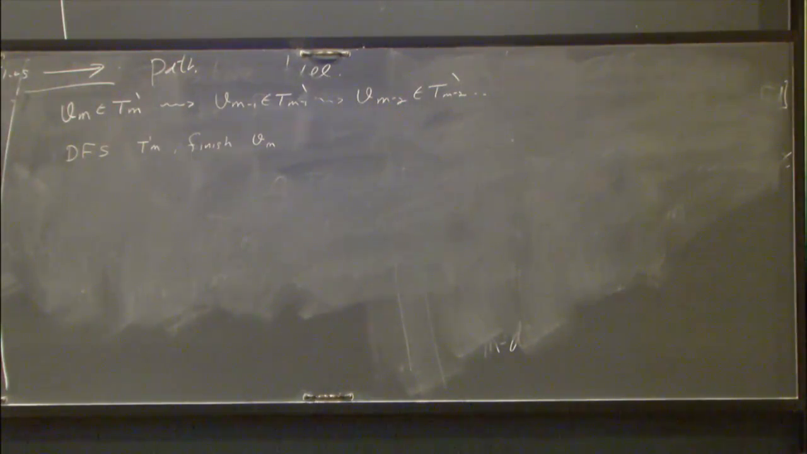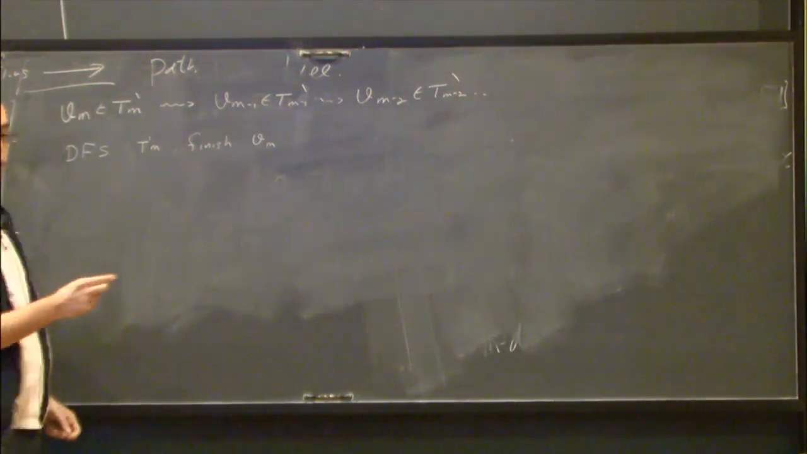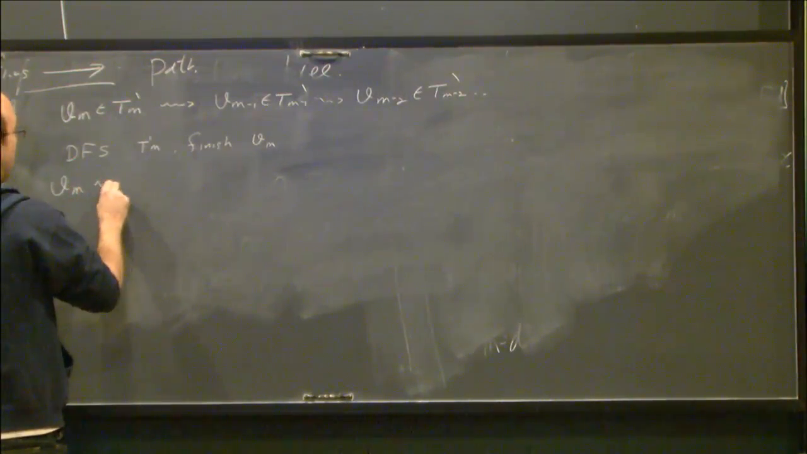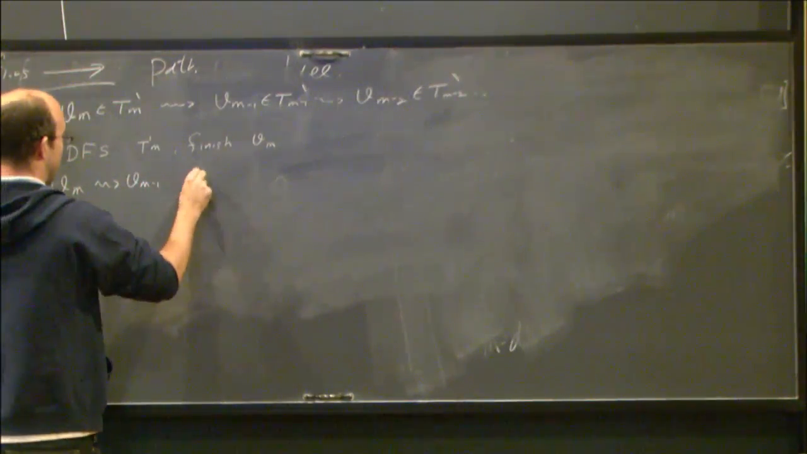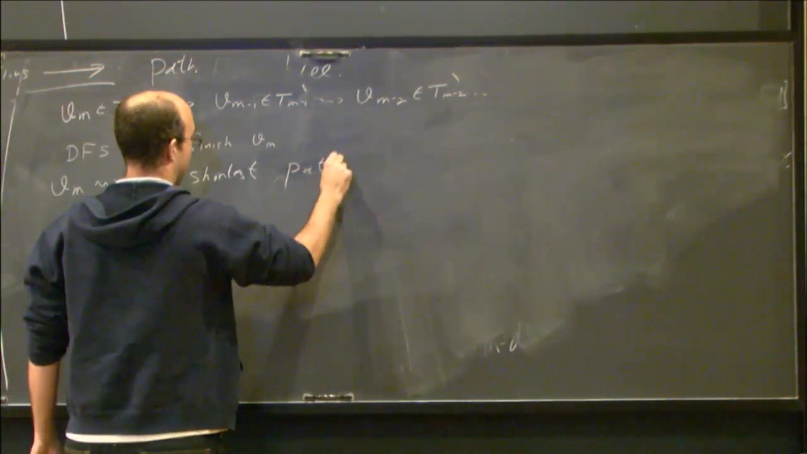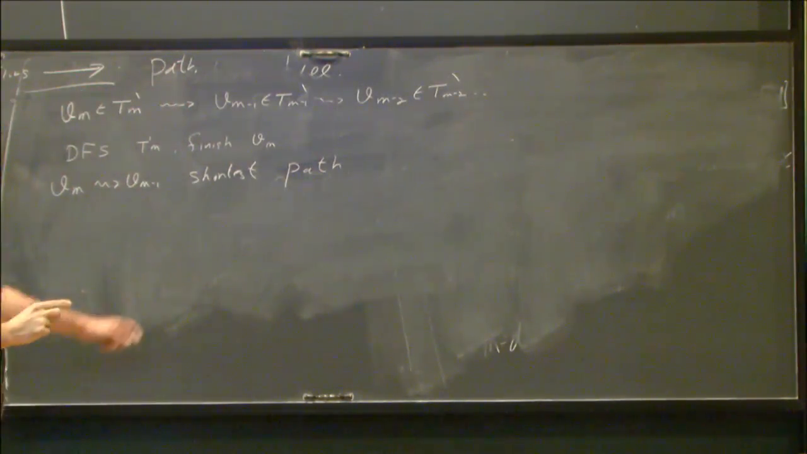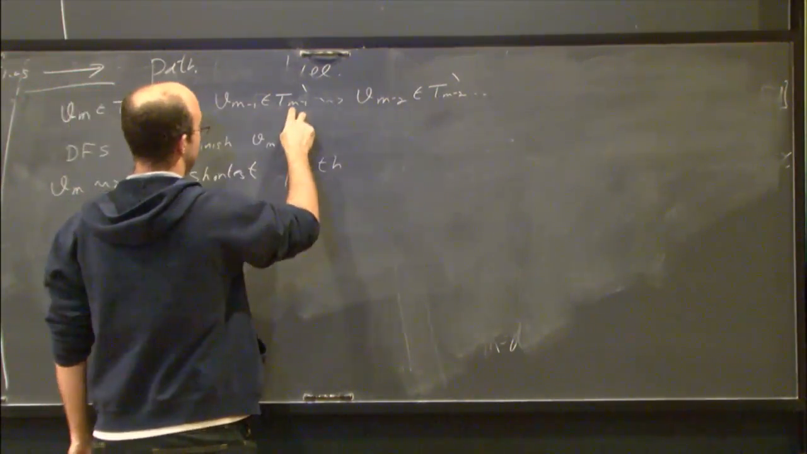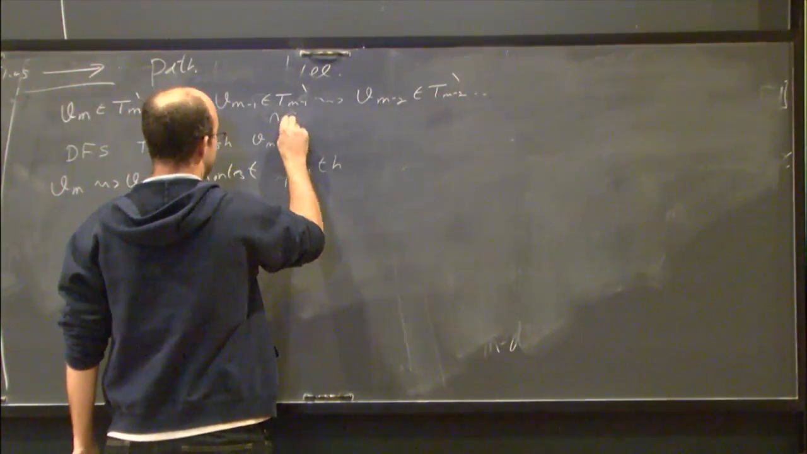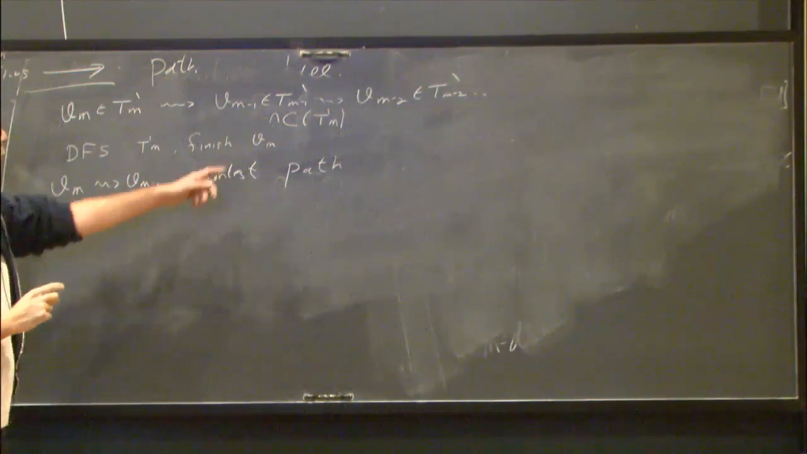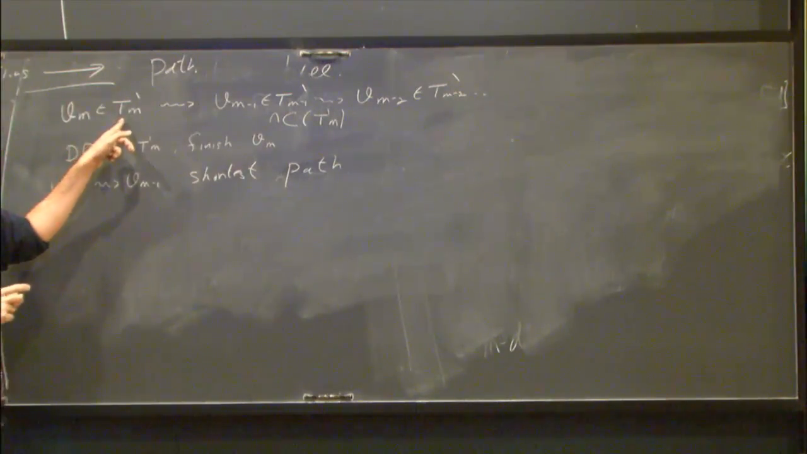Okay, so what are we going to do? We're going to run DFS in Tm prime that finishes at Vm. Then we're going to go from Vm to Vm minus 1 using some shortest path that we need to compute. You want Vm minus 1 to be in the cube, to be a vertex of this weak chain. Yes, so it has to be here, intersected with the cube of T prime m, so that we can move to it using only directions we've already seen in T prime m.